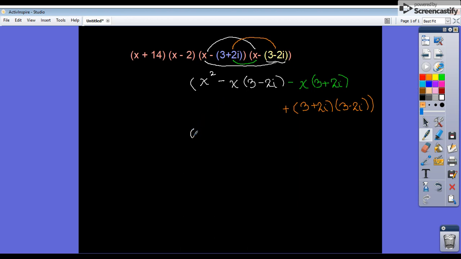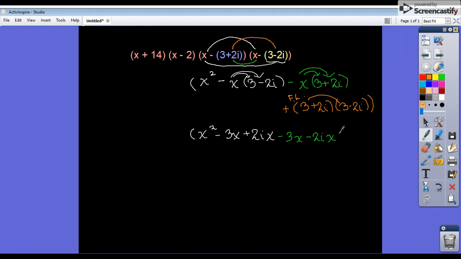I'm going to bring down the x squared. If I distribute this negative x, I'm going to get negative 3x plus 2ix. If I distribute the negative x into the other parentheses, I will get negative 3x minus 2ix. And then remember we talked about the last two, they're two binomials. I could FOIL, but since they're conjugates, I'm going to take the shortcut and do what's called Florida, which means I'm getting rid of outer and inner because they're going to add up to be 0 anyway.